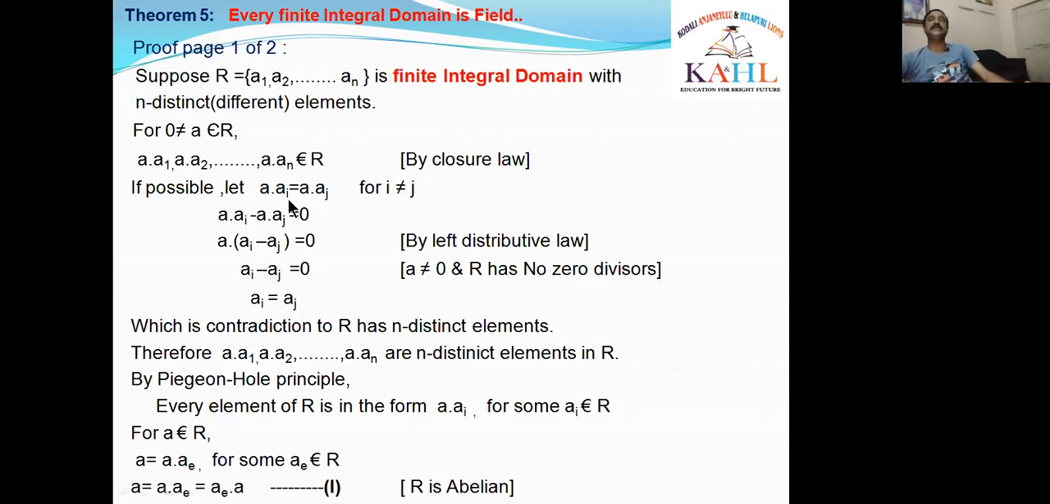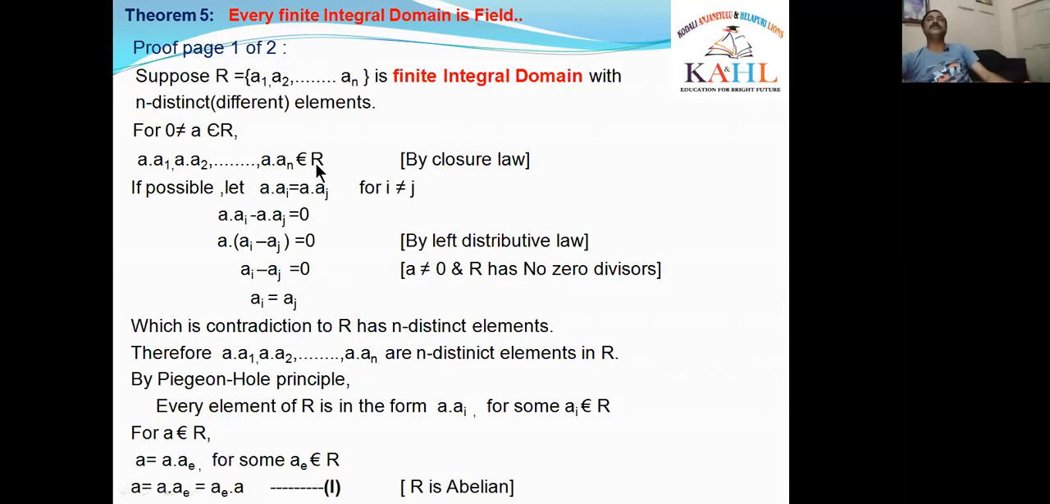That means a·ai minus a·aj is equal to 0. Now by the left distributive law, it can be written as a·(ai minus aj) equal to 0. If we see that reversely, the left distribution is theorem 1, third bit in this topic, a·ai minus a·aj. That's why we have written it like that. Here ai minus aj totally is considered as b, so a·b equal to 0.